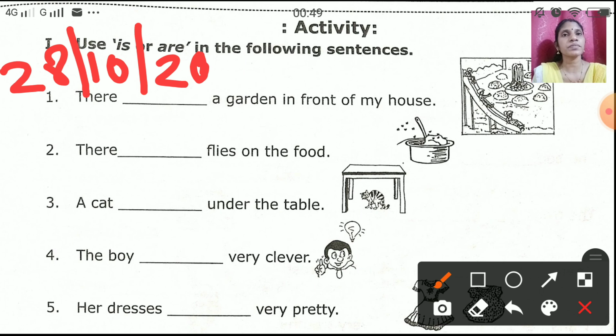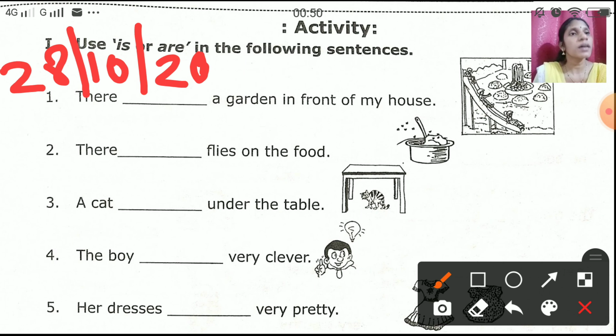Okay, now what is the heading given? Use is or are in the following sentences. Again, we have to do the same thing we have done earlier. We are supposed to use is or are in the following sentences. Now the first one. There dash a garden in front of my house.